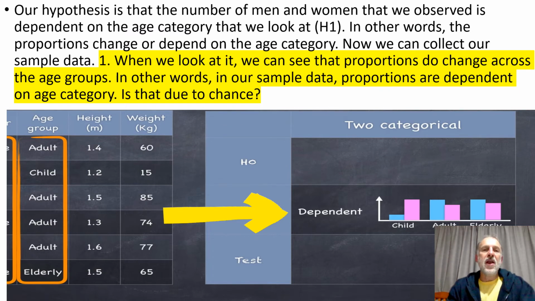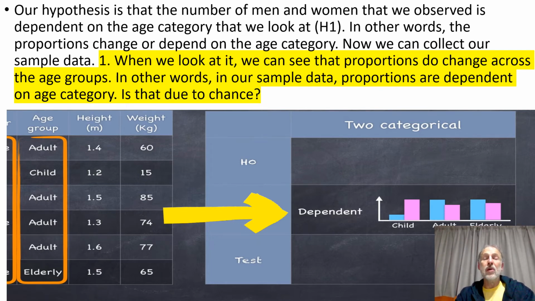Okay, people, now that we're working with two categorical variables, our hypothesis is that the number of men and women that we observed is dependent on the age category that we look at. In other words, that's our alternative hypothesis. That's what we believe. We believe as people get older, depending on the age groups that they fall in, the relationships between men and women will change. In other words, the proportions change or depend on the age category.